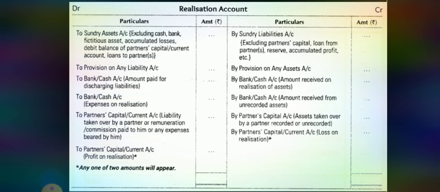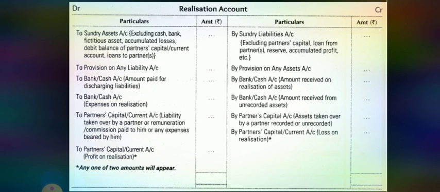Credit side, again, a partner's capital account is given, for assets taken over by a partner, recorded or unrecorded. So any asset in your balance sheet, if it is recorded already, or any unrecorded asset that is being taken by a partner, would be credited in the realization account with the name of the particular partner. Whatever the name would be, that will be used.